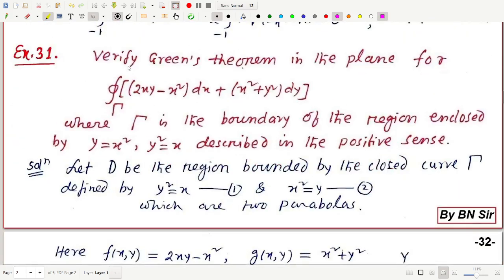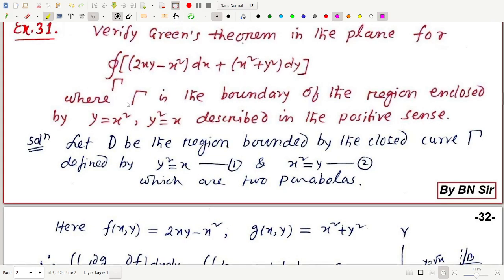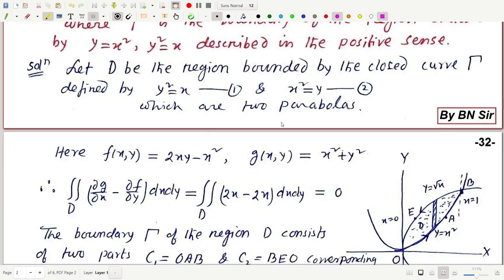Next, example 31. Verify Green's theorem in the plane for this line integral. Verify means we have to calculate the line integral and we have to calculate the corresponding double integral and see whether they are the same or not. Where gamma is the boundary of the region enclosed by y equal to x square and y square equal to x, two parabolas described in the positive sense.